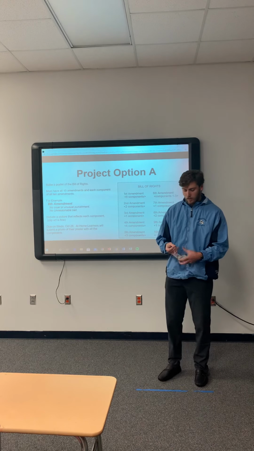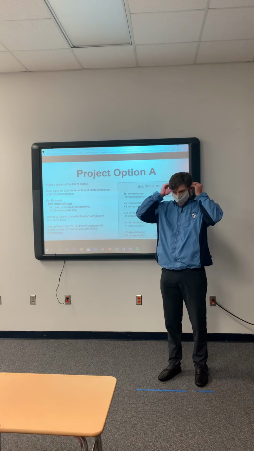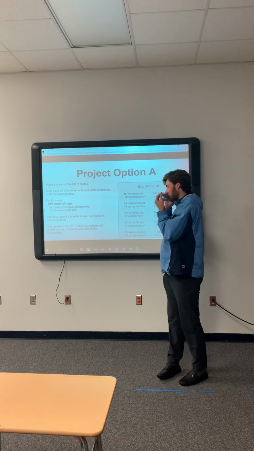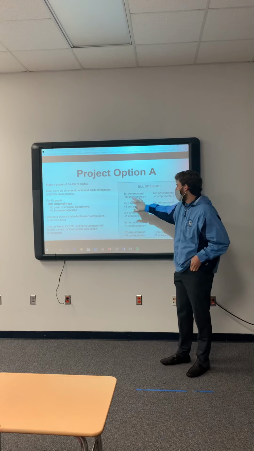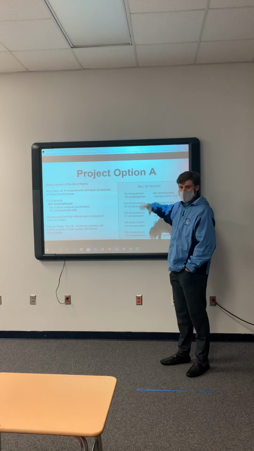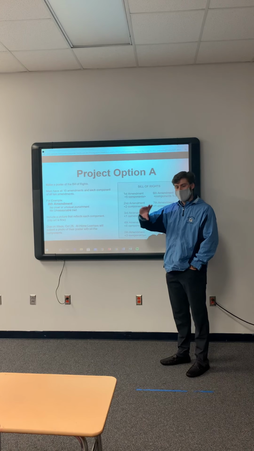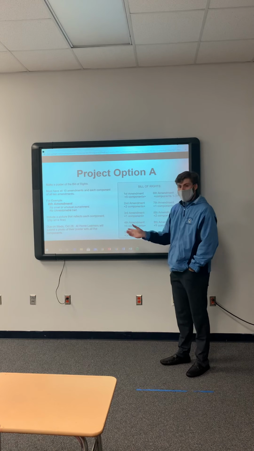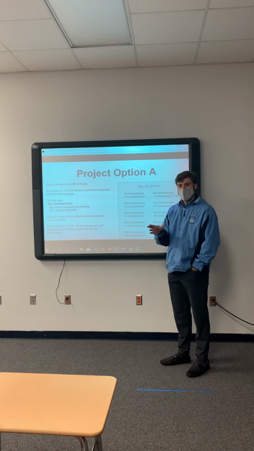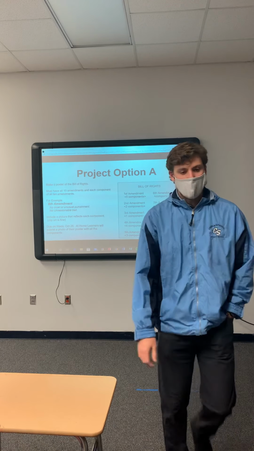I also don't have a problem if instead of a poster on option A, you would rather do a Google slideshow. You make a slide for each Bill of Rights amendment, you put the components for that slide, and then you have pictures of all the components in that slideshow. Make sense? Okay. Poster would be cool though.